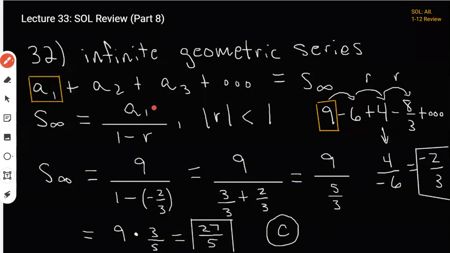So you have to know what the first number is. That's A1. And then you need to know what R is. That's my common ratio. That's what I have to multiply every single time to get to the next number.